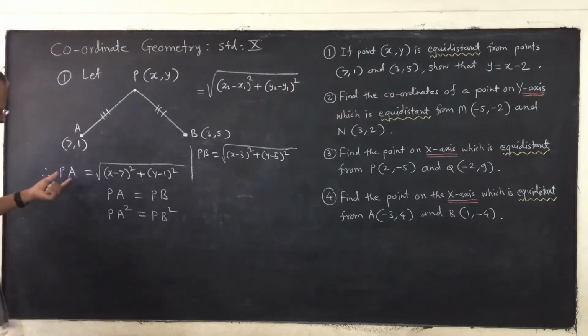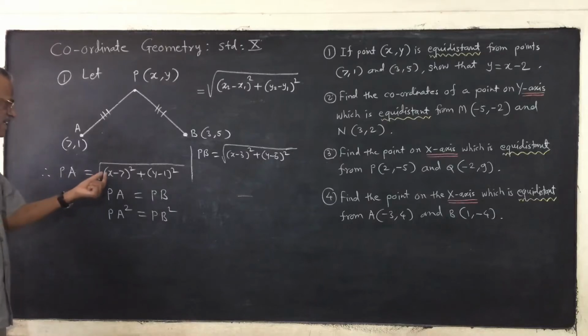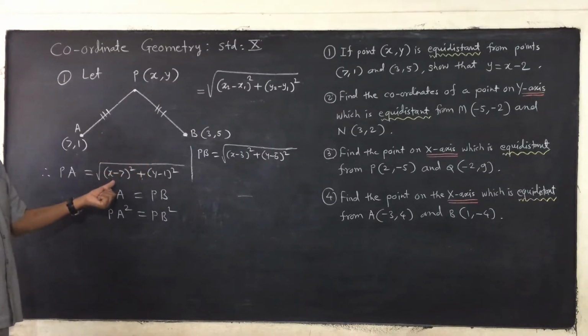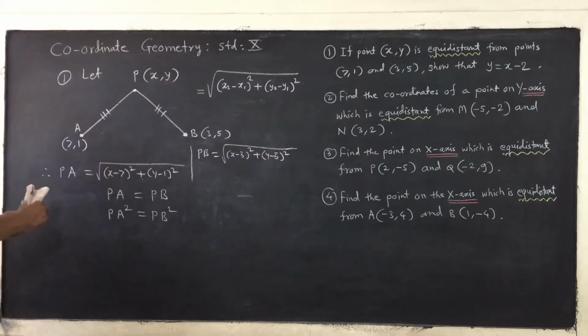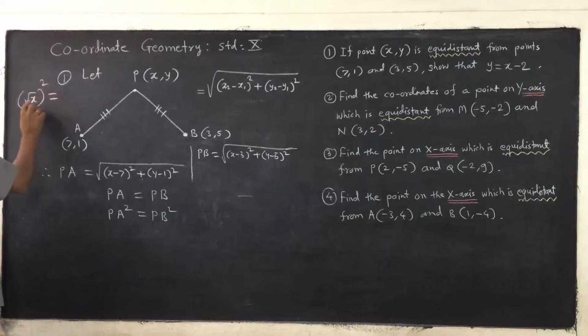So remember that if you square the PA side, then the square root and the square cancel each other, and what remains is what was under the square root.